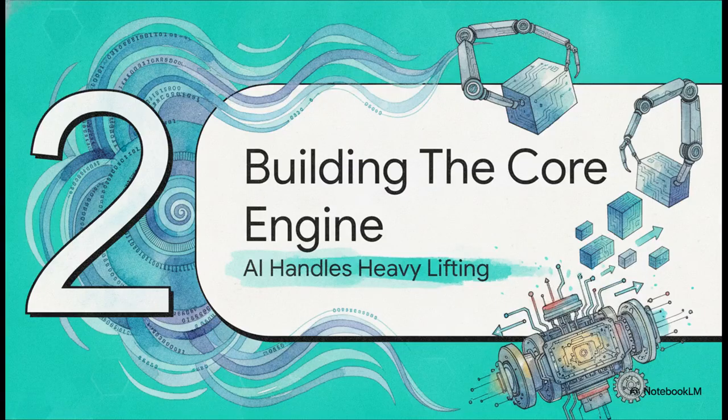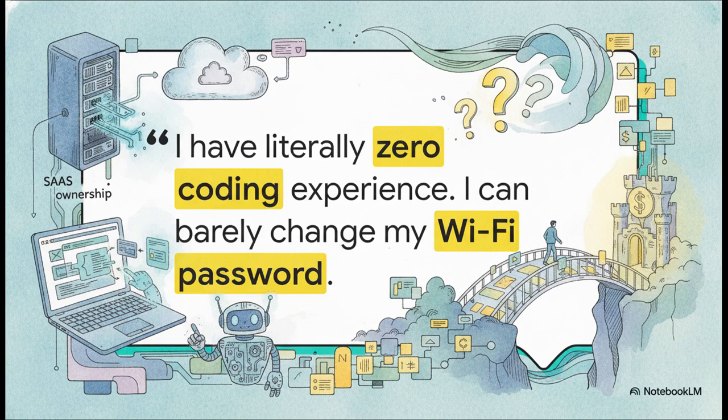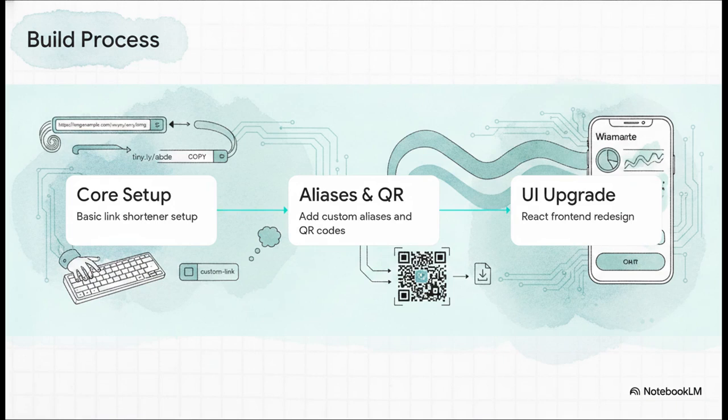Moving on to phase 2, building the core engine, where we let AI handle all the heavy lifting. You know, historically, you'd need an entire team of engineers to build something like this. But check out what our source noted. I have literally zero coding experience. I can barely figure out how to change my Wi-Fi password. I mean, the barrier to entry has completely evaporated. Tools like Replit are now the ultimate bridge to SaaS ownership. You don't need to know how to code a dynamic routing system anymore. You just need to know how to ask an AI to build it for you. Let's see how this actually builds out using just everyday natural language prompts.